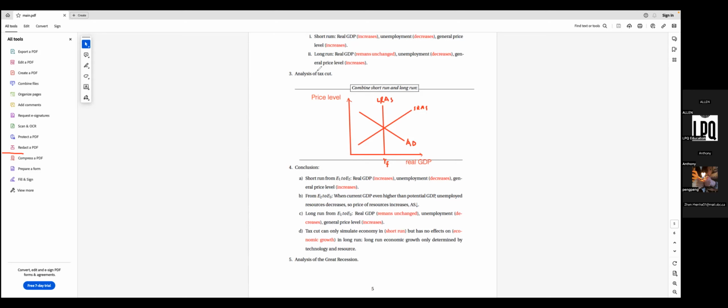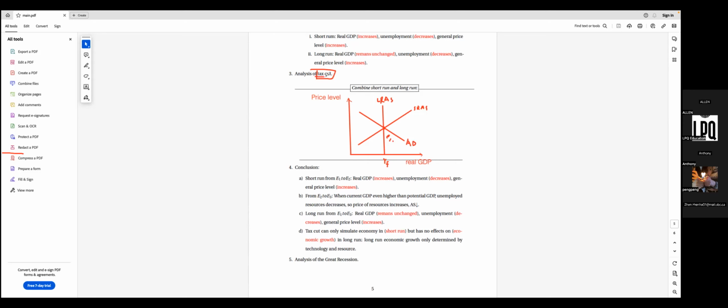Next step, what happened? The first intersection here, we label E1. Imagine the initial state, the initial environment of this country. It's E1, at the long-run equilibrium point. This is the starting point of our analysis.